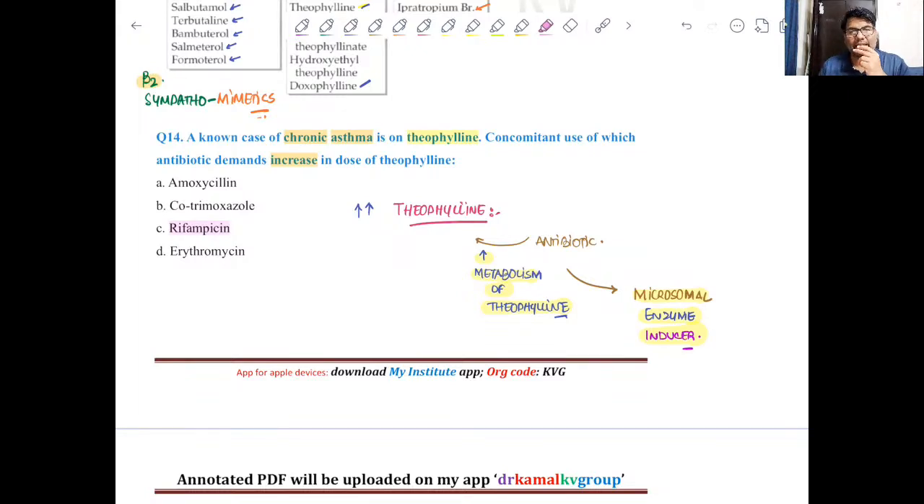If you give it with any other drug simultaneously, it will increase the metabolism of that drug, and therefore the effectiveness of the drug will fall, and now you have to increase the dose of theophylline. Okay. Yes, the list is very long for microsomal enzyme inducers, but I am more specifically discussing rifampicin because it has been asked many number of times. Okay, so this concept is microsomal enzyme inducers.